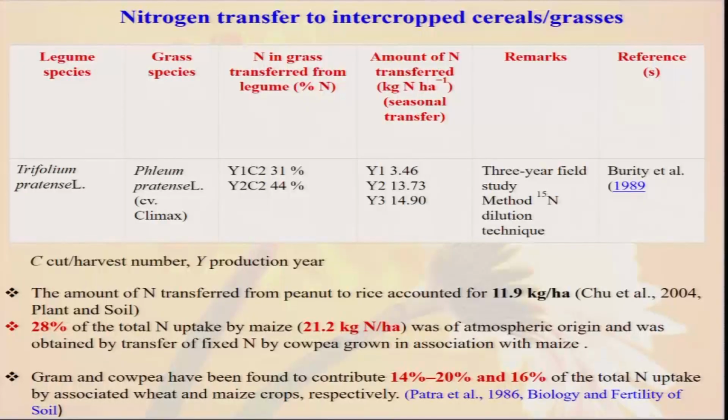So nitrogen transfer to the intercrop cereal or grasses, what are the different amounts? There are some legume species, Trifolium, where about 31 to 41% of the nitrogen is transferred to the associated crop. So this is a very good amount. If 31 to 40% of the nitrogen is transferred to the associated crops, in that condition we can reduce the 31 to 44% nitrogen demand of these associated cereals or grasses.